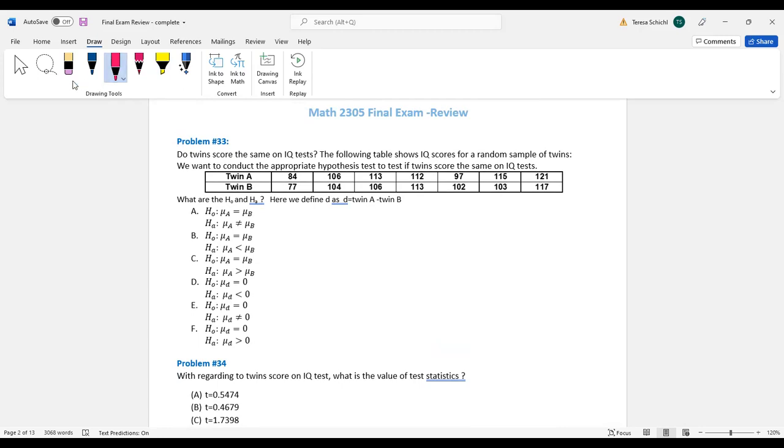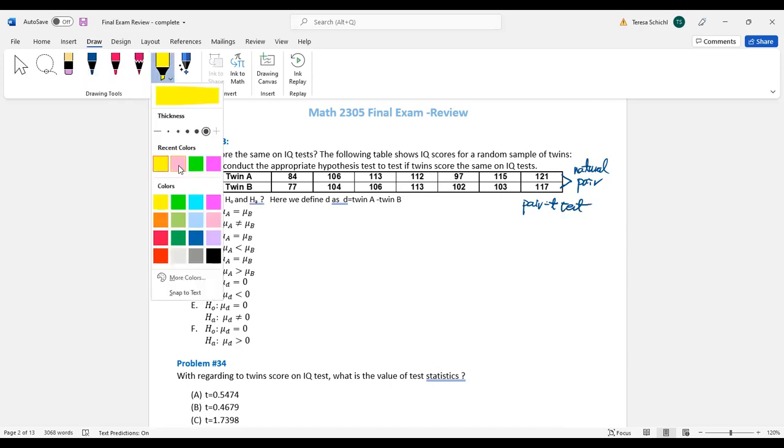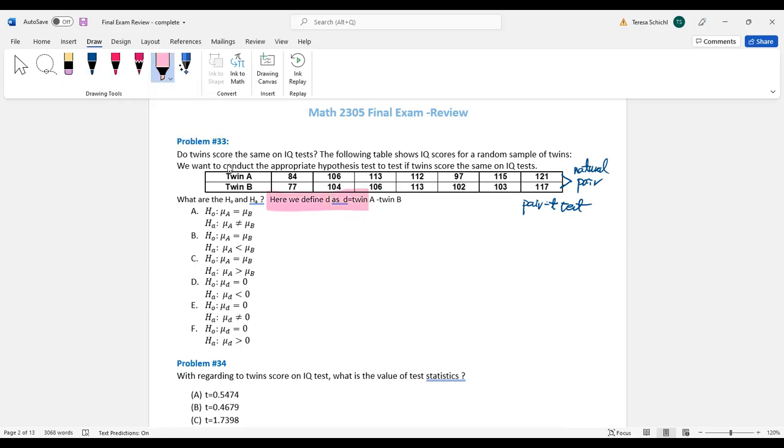Because of the twins here, this is a natural pair, because twins have the same DNA and those things. So it's a natural pair, so we need to use the paired t-test. Okay, they also said to define D as twin A minus twin B.